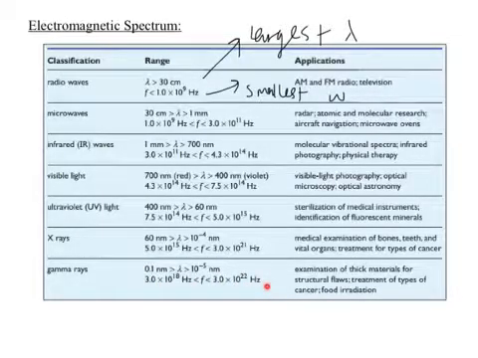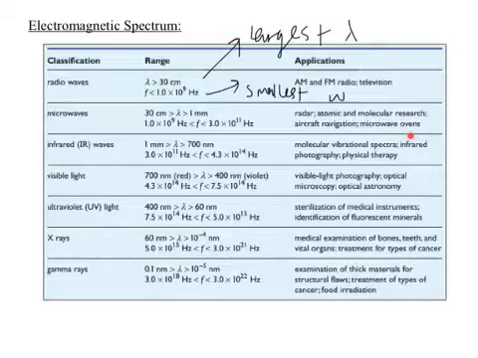Next are microwaves, and those range from 30 centimeters down to 1 millimeter, and their frequency ranges from a small value of 1 times 10 to the 9 to a larger value of 3 times 10 to the 11. And microwaves are traditionally used for radar, aircraft, some research for scientific purposes on an atomic level, and then obviously for microwave ovens.